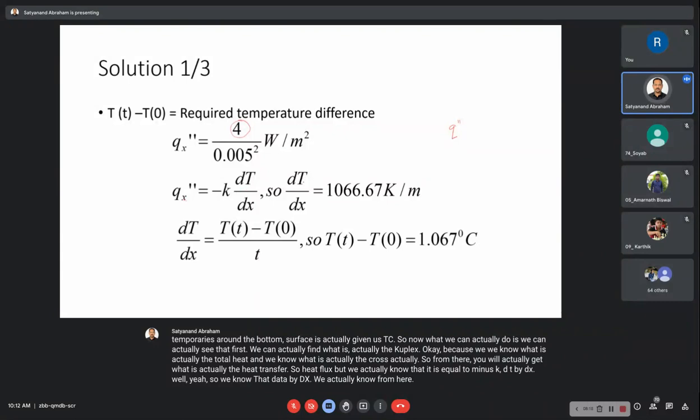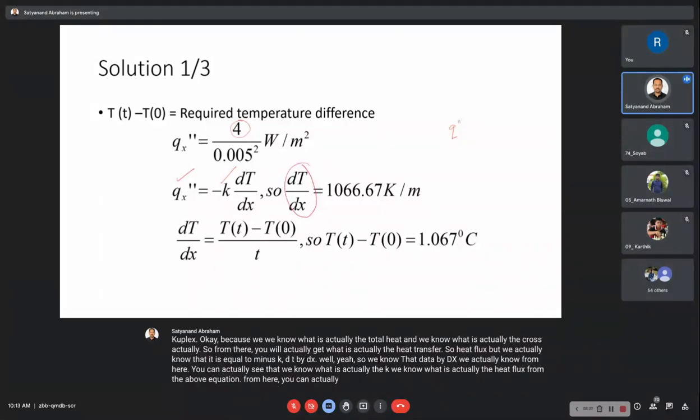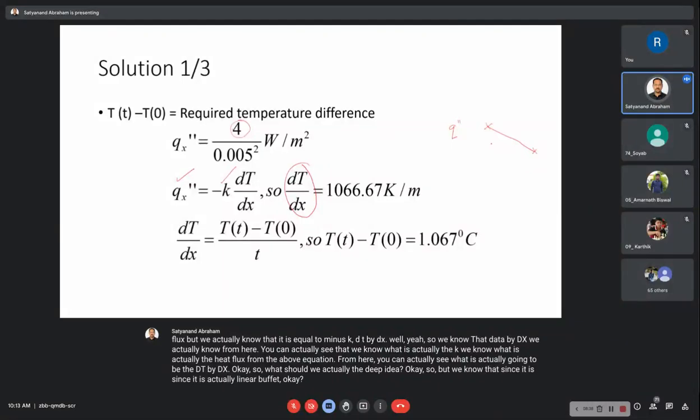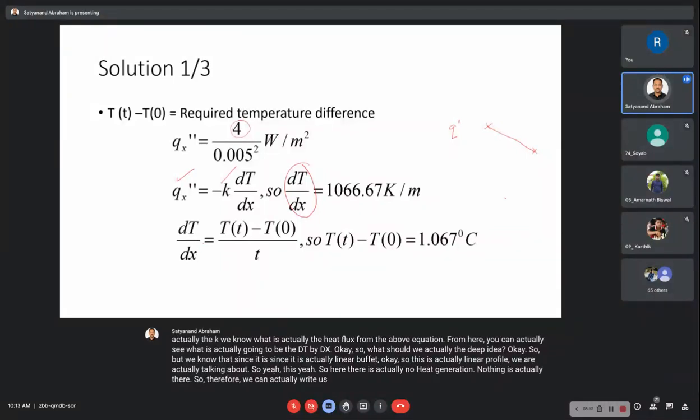From here you can see that we know k, and we know the heat flux from the above equation. So what should be the dT by dx? Since it is a linear profile we are talking about, and there is no heat generation, therefore we can write dT by dx is equal to Tt minus T0 divided by t. t is the thickness.